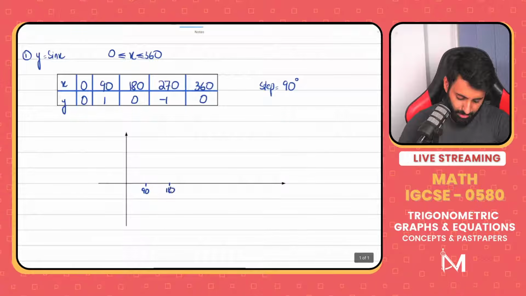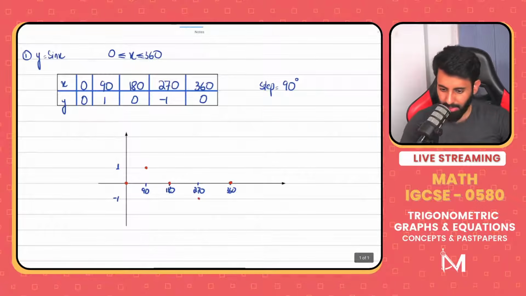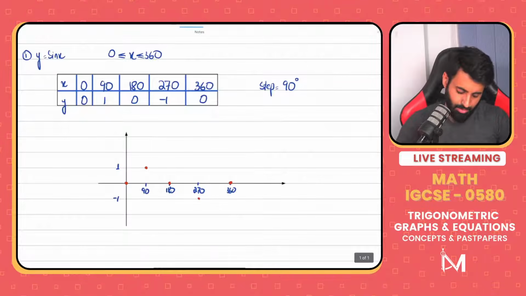So here's 0, 90, 180, 270, and finally 360. Okay, so here's 1, and here's -1. Okay, so at 0 we have 0, at 90 we have 1, at 180 we have 0, and at 270 we have -1, and at 360 we have 0 again.